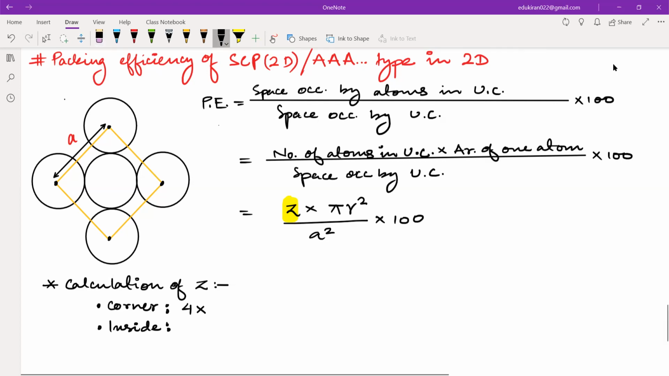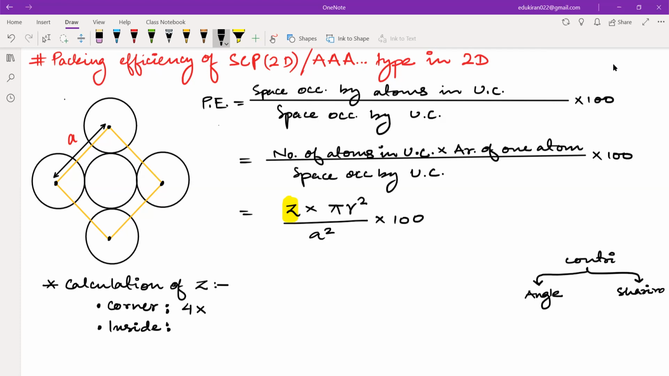When we have to calculate the contribution, there are 2 different ways to calculate it. Don't write anything, okay? There is one case in which you will look at the angle, and there is one case in which you look at the sharing. Sharing is mainly used for 3D and angle is used for 2D. Because in 3D, sharing is an easier way of calculating the contribution, but in 2D, angle is a better way.